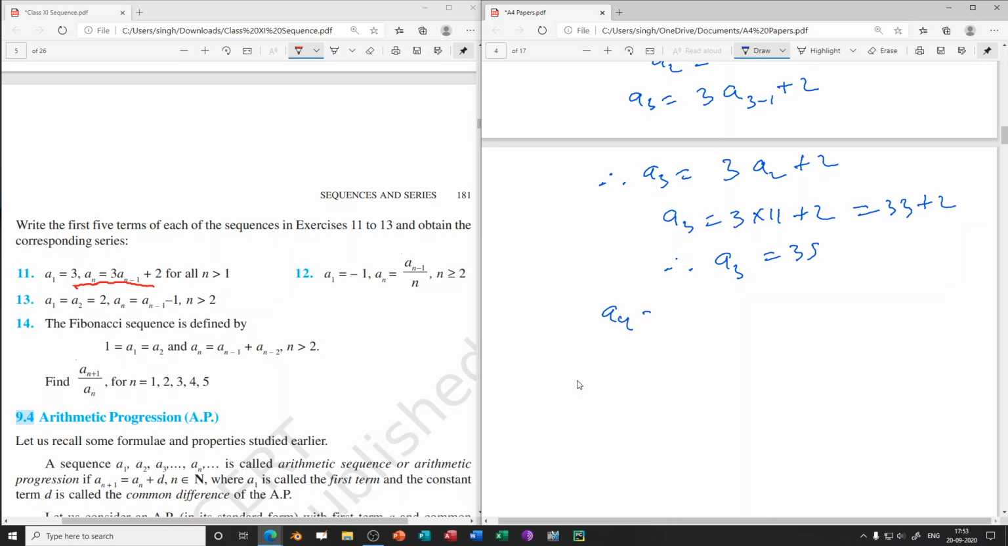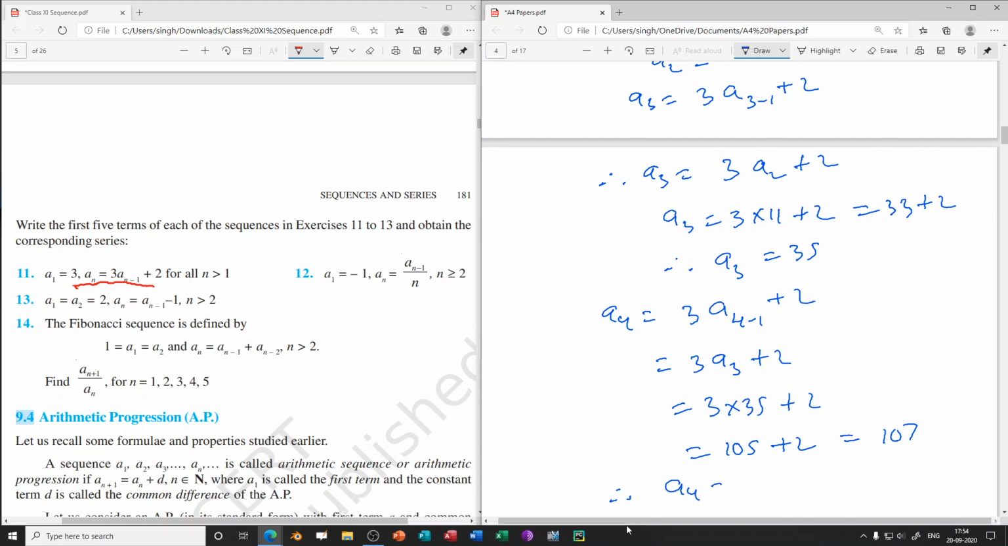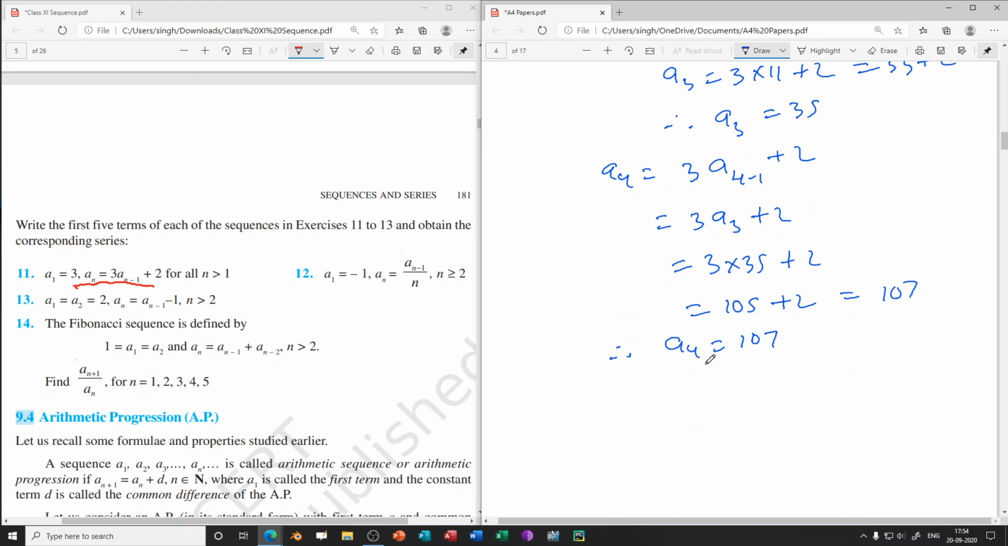Next we will find a4. a4 is equal to 3 into a4 minus 1 plus 2. So equal to 3 into a3 plus 2 equal to 3 into, value of a3 is from here 35, plus 2. If we multiply, 5 into 3, 15, 1 carried over, 3 into 3, 9, 9 plus 1, 10, 105 plus 2, and that is 107. Therefore we can say that a4 is equal to 107.